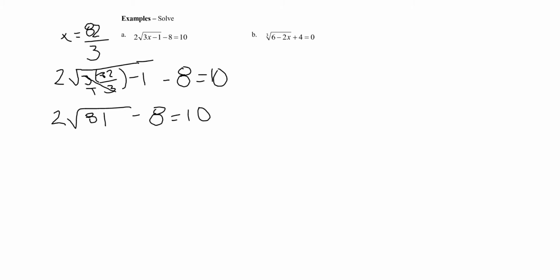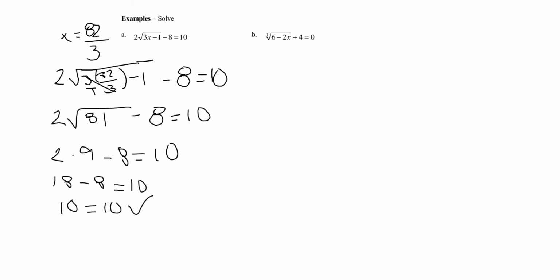Square root of 81 is 9. 2 times 9 minus 8 equals 10 is what I have now. 2 times 9 is 18. 18 minus 8 is 10. 10 equals 10. So our solution was a solution to the equation we solved, and it also works in the original problem. So that is our answer to the problem.